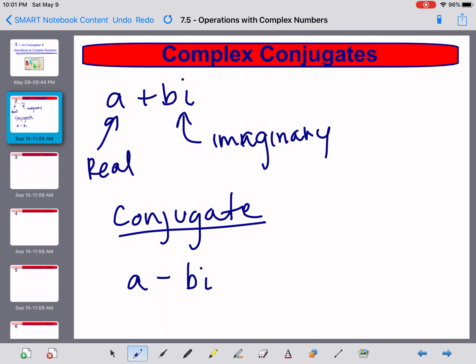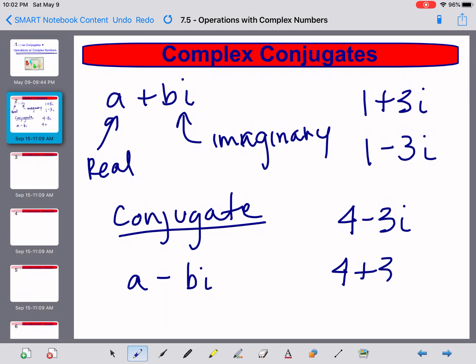Let's give ourselves a complex number here. Let's say it's just 1 plus 3i. Well, the conjugate to that would be simply 1 minus 3i. Also, let's say the original complex number was 4 minus 3i. The conjugate would be 4 plus 3i. Okay, now this comes in handy for us when we're dealing with division as our operation especially, and I'll show you that when we start getting to that.